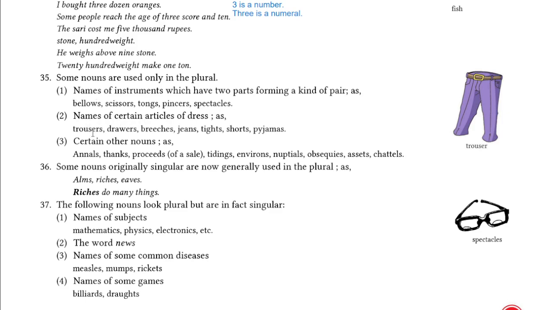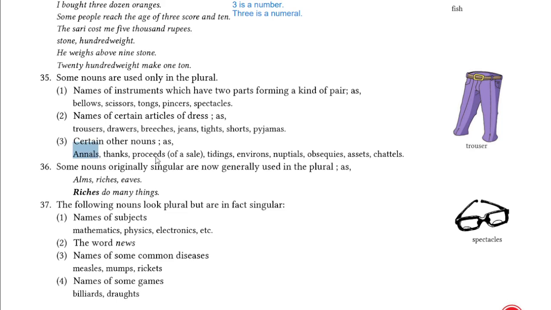Names of certain articles of dress, for example, trousers. Trousers would always be used as a plural noun. Drawers and breeches, jeans, tights, shorts, pyjamas. These nouns are in the plural number and they do not have any singular form.